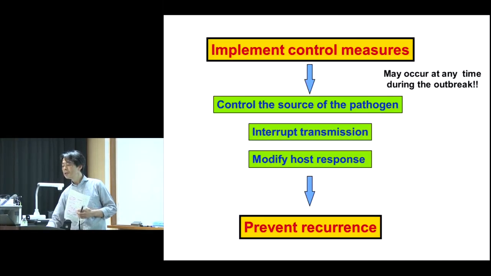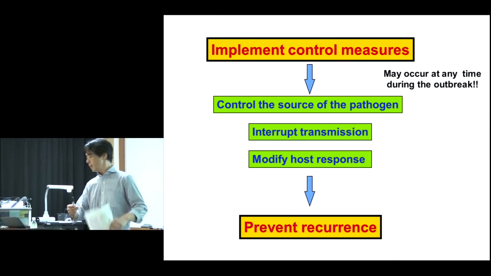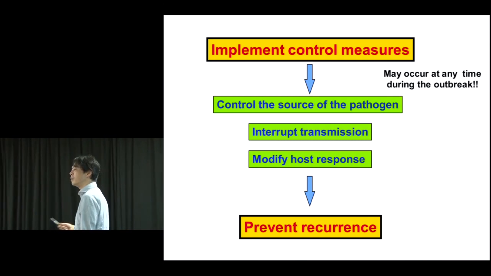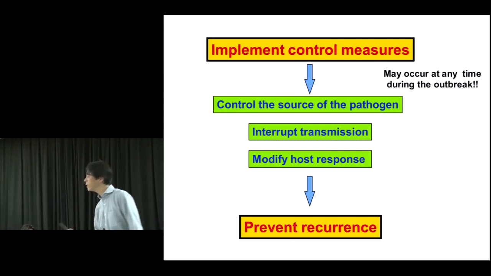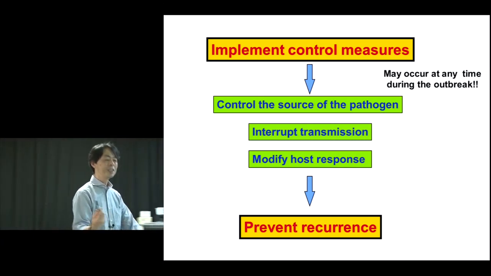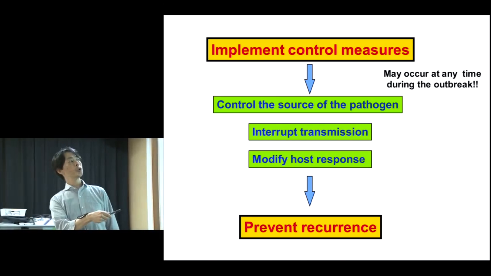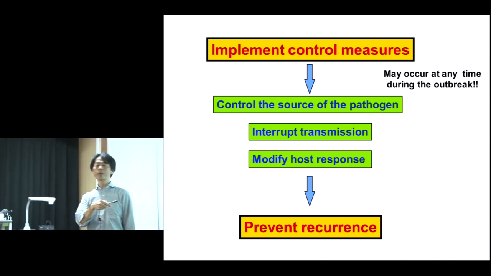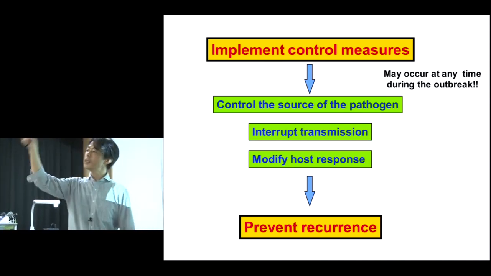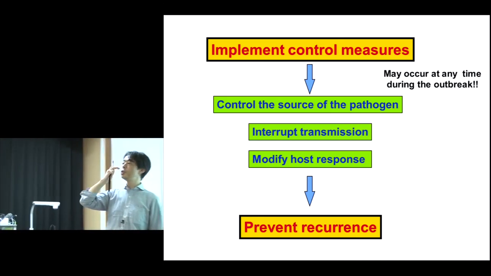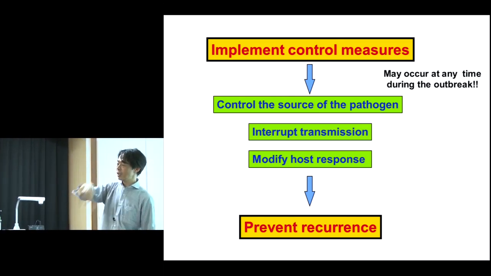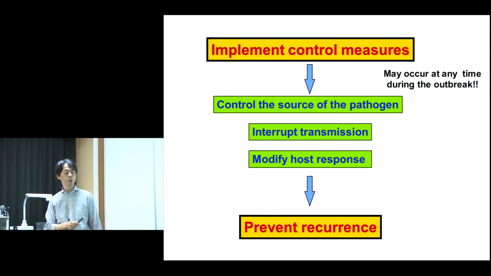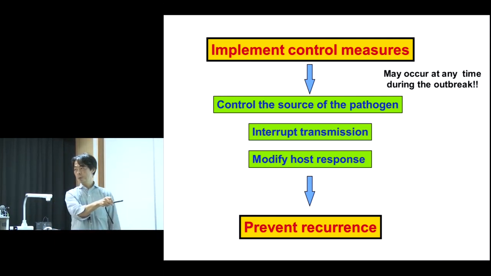Case control study. So please forget about it. We can do our control measures based on our findings, evidence-based findings, evidence-based control measures. So control the source: we can eliminate the source, interrupt the transmission, cut the transmission cycles, as you saw in the communicable disease transmission chart I showed you last week, and modify host response.